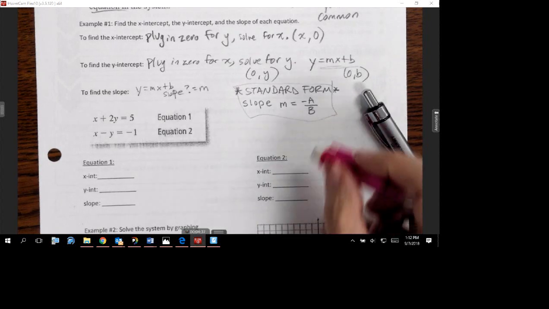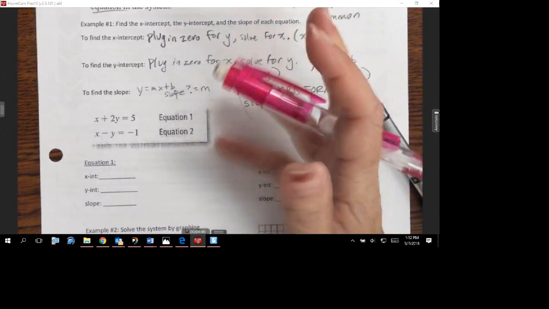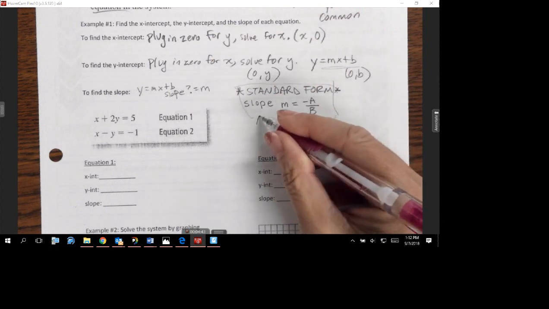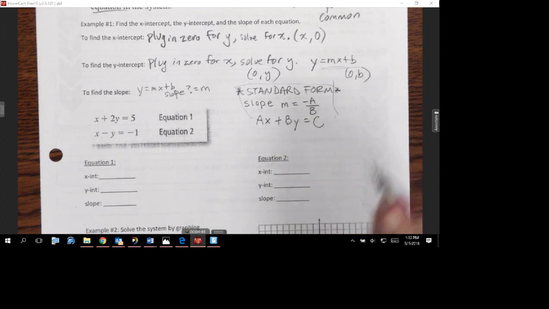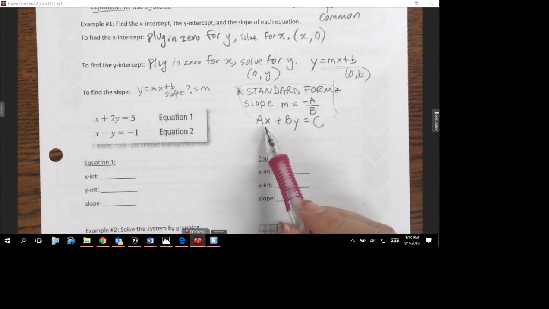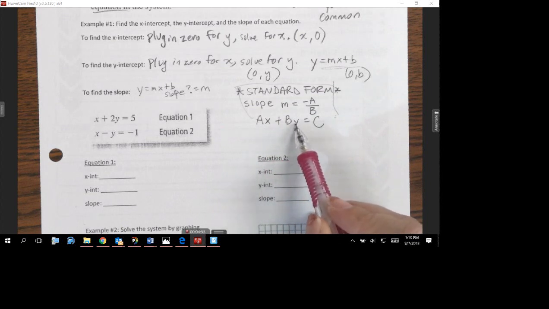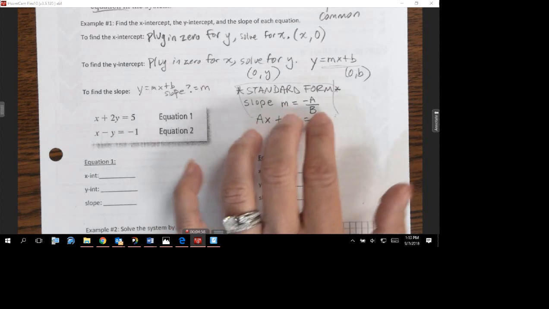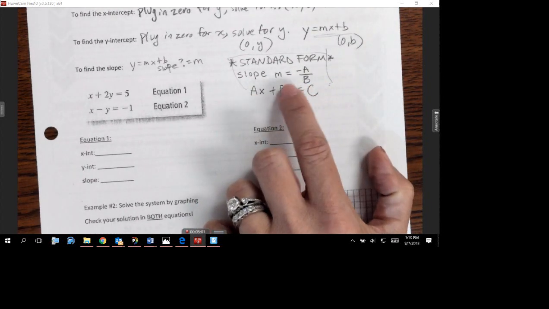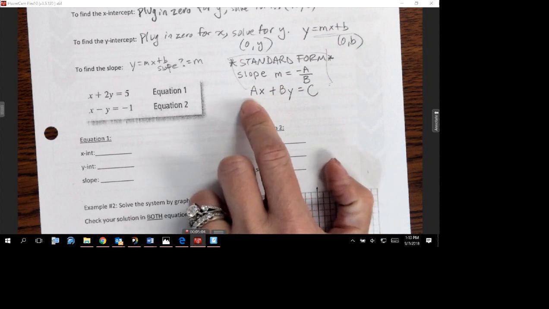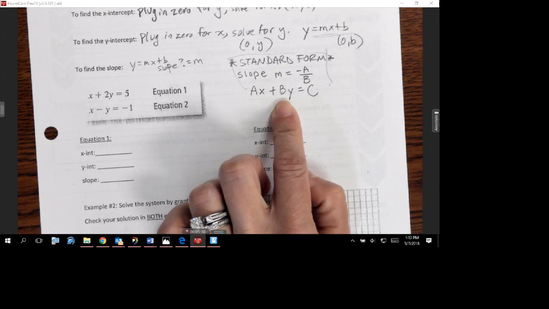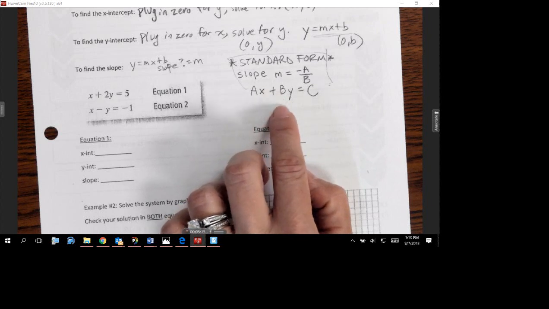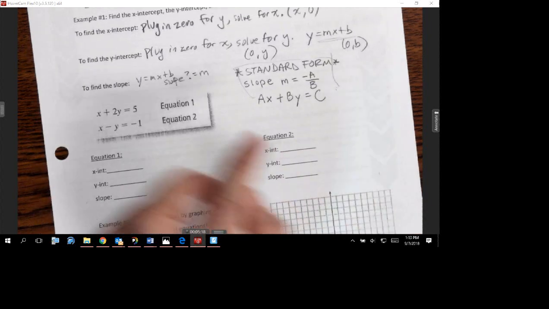For standard form, you would use a formula: negative a over b. Standard form itself was on a previous worksheet, but we really haven't done anything with it. It's when the equation is in the form of some number multiplied by x plus some number multiplied by y equals a constant. If it's in that form, this is how we find our slope, negative a over b. You take the first number, negative that first number, over the second number. That's very fast if it's not in y equals mx plus b. If it's in y equals mx plus b, do the old thing.